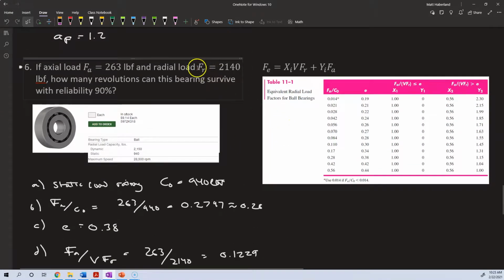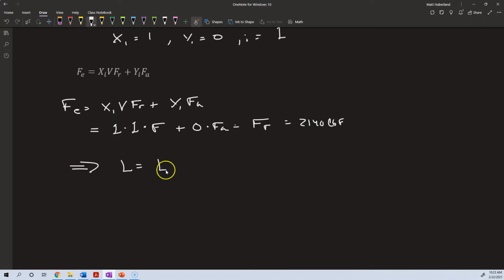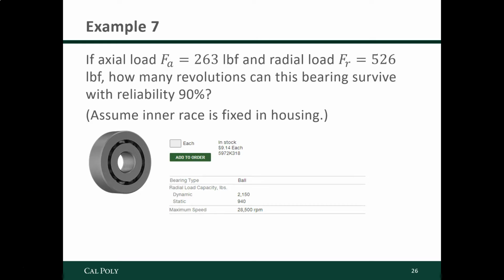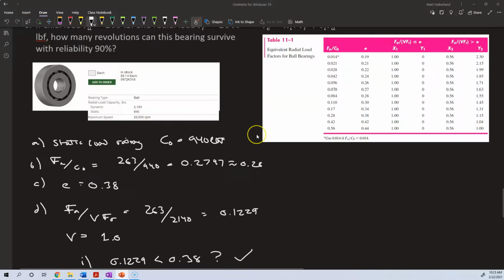And so we can say, well, our equivalent radial load is 2140. That's less than the dynamic load rating. This thing will survive with 90% reliability for 1 million revolutions. Now suppose we change the problem slightly. The only thing we changed here is that FR changes from 2140 to 526. How many revolutions can the bearing survive now with reliability 90%?